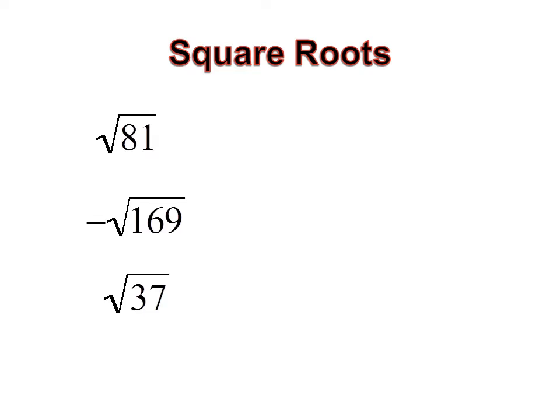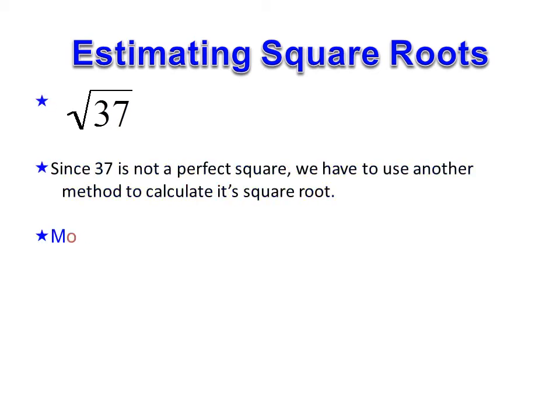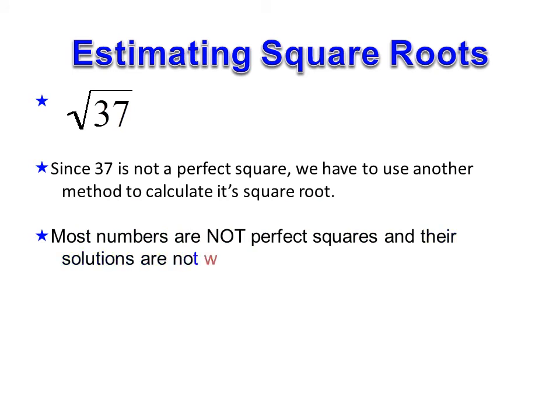Let's do some on your own. What's the square root of 81? The square root of negative 169, or the square root of 37. So let's talk about estimating square roots. When we have numbers that are not perfect squares, we have to estimate them. Since 37 is not a perfect square, we have to use another method to calculate a square root. Most numbers are not perfect squares, and their solutions are not whole numbers.